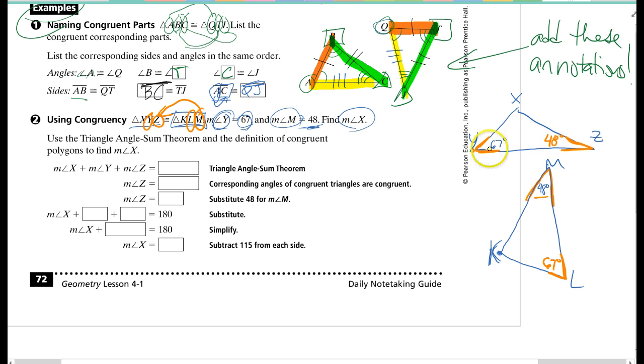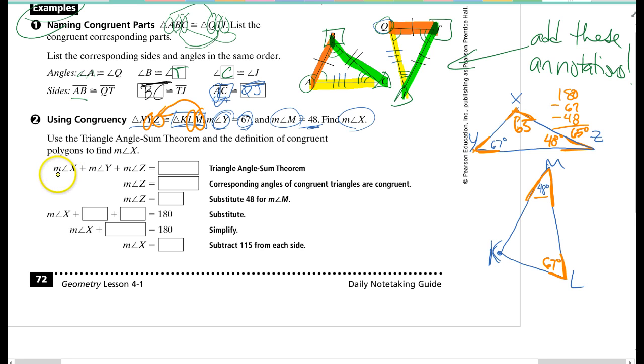Hey, look, you know 2 of the angles in a triangle. What do all 3 angles add up to? That's where we have to go with this question, because we're trying to find angle X. And we know that all 3 add up to 180. So if we start with 180 and we take away the 67 and the 48, we find the measure of angle X, which happens to be 65. There it is, 65.